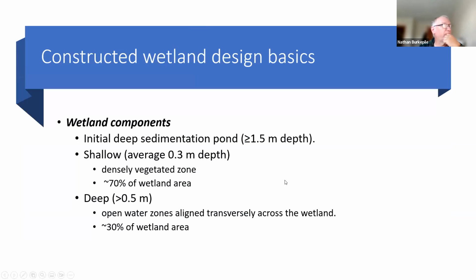I'll show you a picture of one and we'll talk about it. Usually your constructed wetlands follow a pattern: an open water, deep sediment pond at the beginning, then a shallow area which allows for emergent vegetation to grow. So that's vegetation that grows up out of the water. Your rushes, your reeds, that kind of thing, is about 70% of the wetland area. And then you have this open deep water at the bottom of your wetland.